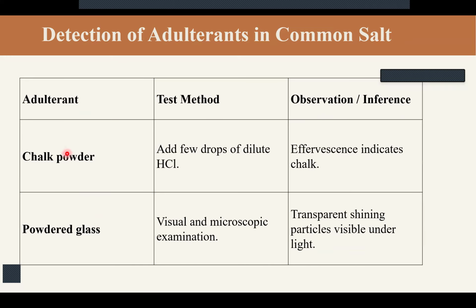Now the adulterants in salt, we have chalk powder and powdered glass. Powdered glass is a very dangerous adulterant present in salt. It can be identified by microscopic examination. These powdered glass particles will resemble the crystals of salt, but our salt crystals will not reflect light, whereas glass will be able to reflect light. Chalk powder, again, we can add HCl or any type of acid, and effervescence will indicate chalk.